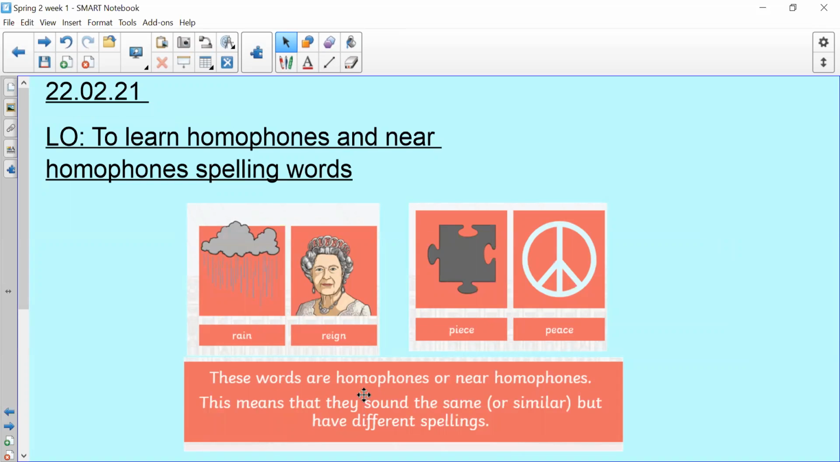So these words are homophones or near homophones. This means that they sound the same or similar. Okay, so if they sound the same, they're homophones. If they sound similar, they are near homophones, but have different spellings. Okay, so homo is the same and phone is the sound. So sound the same or similar. Well done if you got that right, and don't worry if you didn't. I know it's difficult learning from home, but you are doing so well.